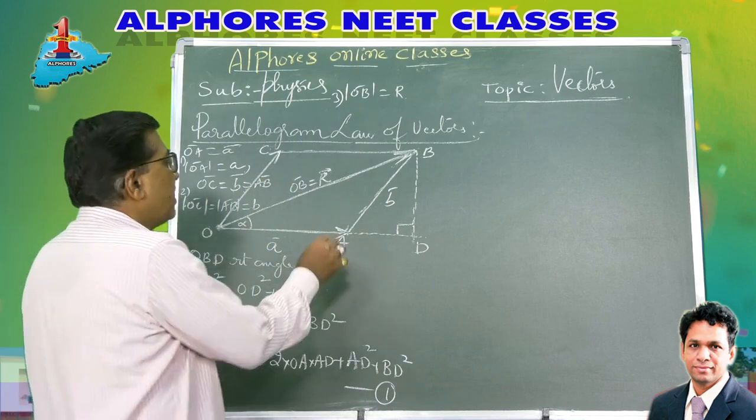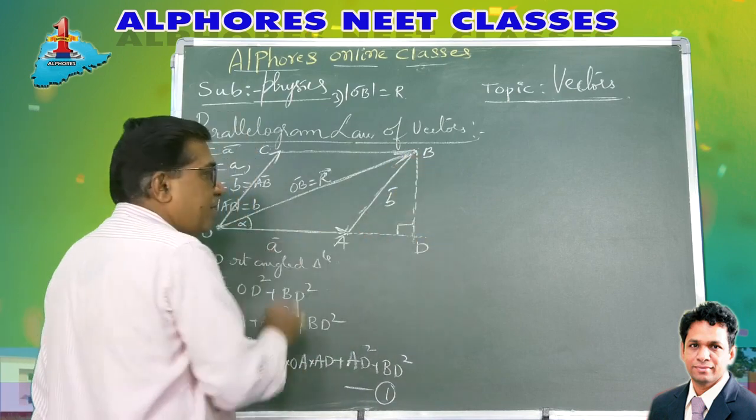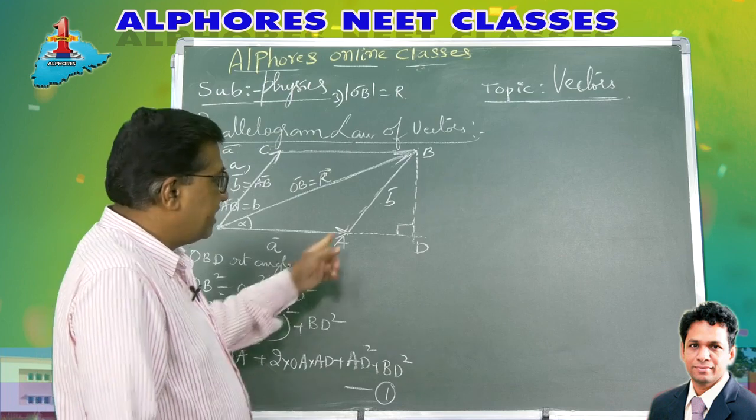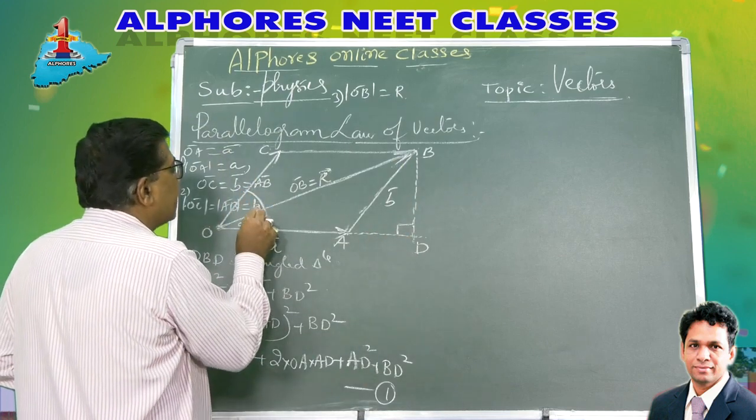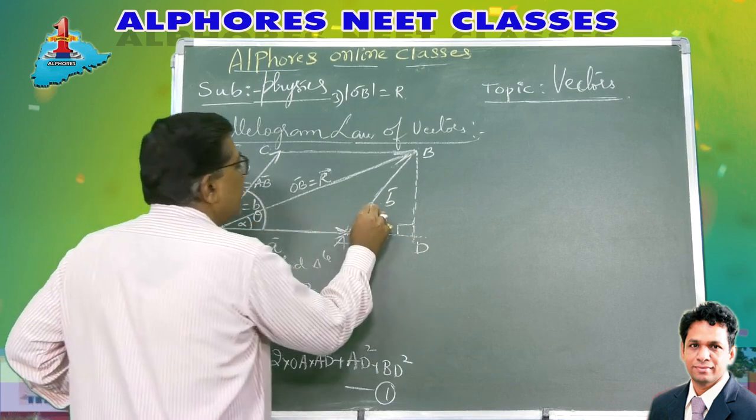Now consider the right angle triangle ABD. In this right angle triangle, let the angle between the vectors be theta. If this is theta, this is also theta.